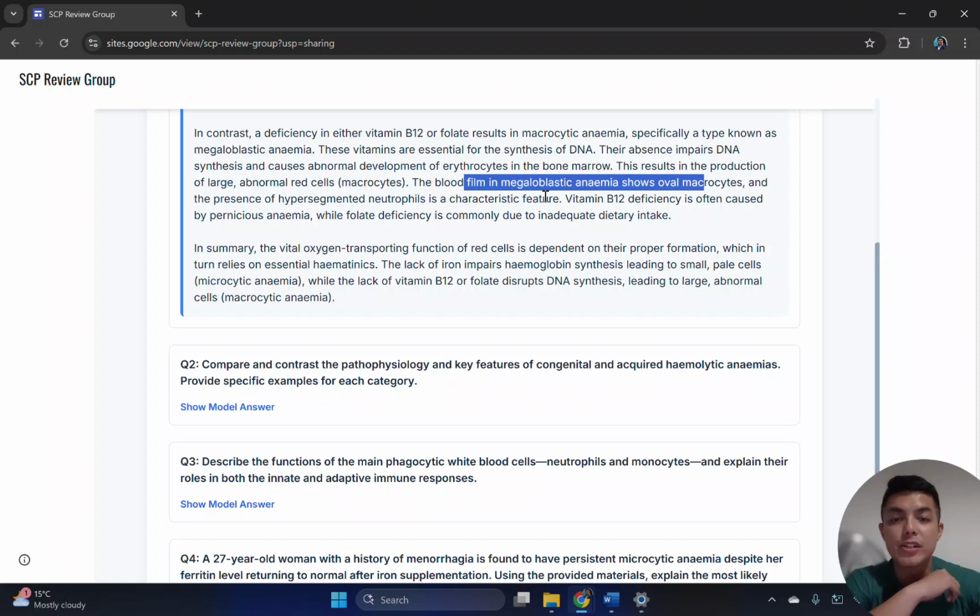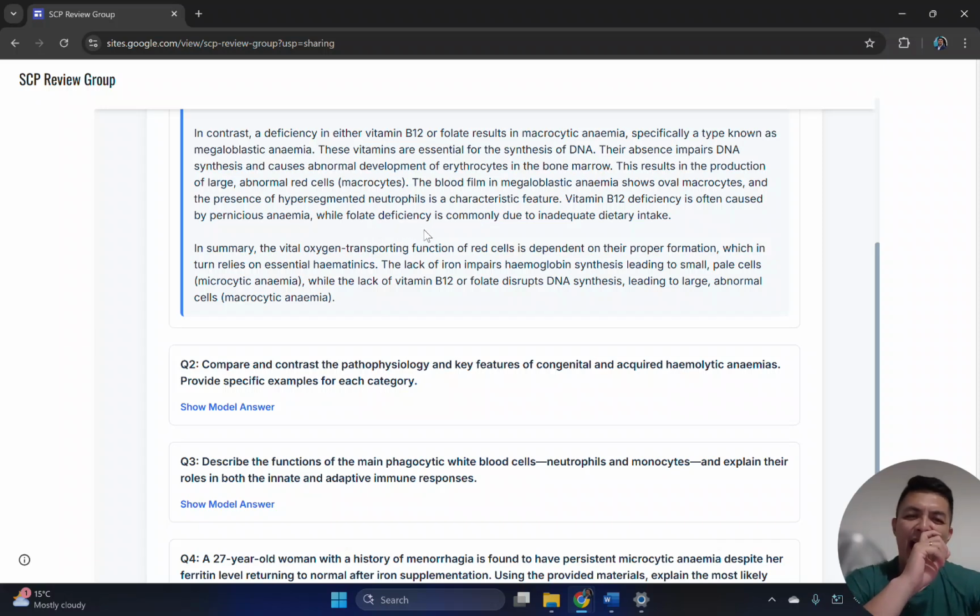So, vitamin B12 deficiency is often caused by pernicious anemia, while folate deficiency is commonly due to inadequate dietary intake. So, pernicious anemia is from B12, and folate deficiency is from inadequate dietary intake of folate.